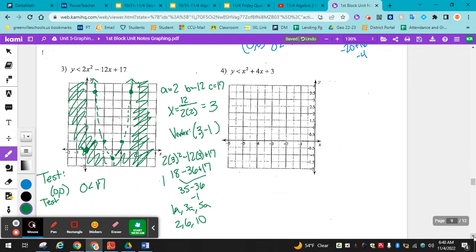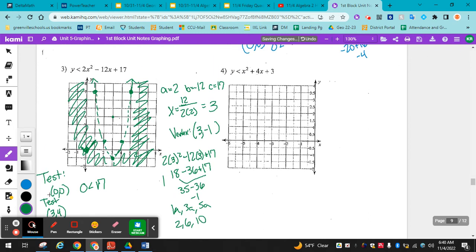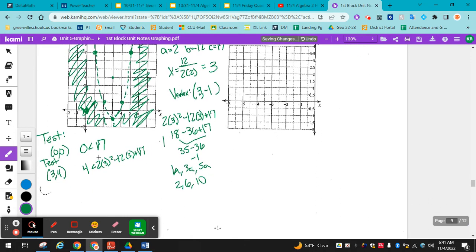If I have tested inside my parabola, choose a blatantly obvious point, like this point, (3, 4). It's going to be harder because now I actually have to plug in points. I have to do more math than just zeros. So y is 4 is less than 2 times 3 squared minus 12 times 3 plus 17. Back to the original graph, x is 3, y is 4.